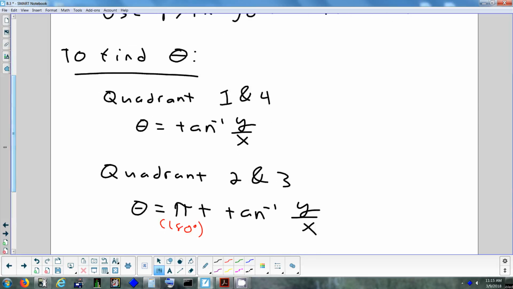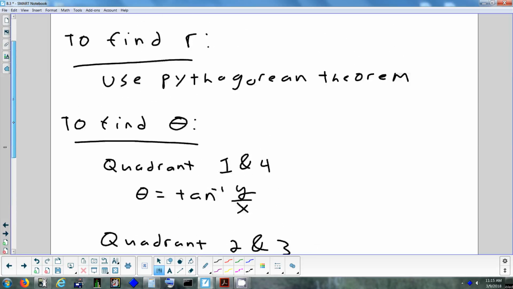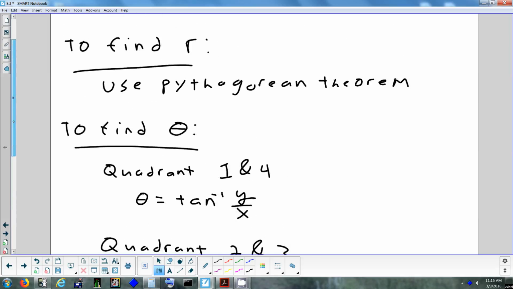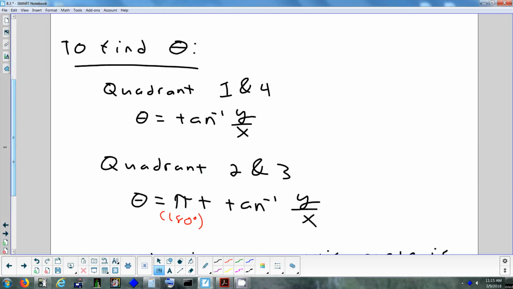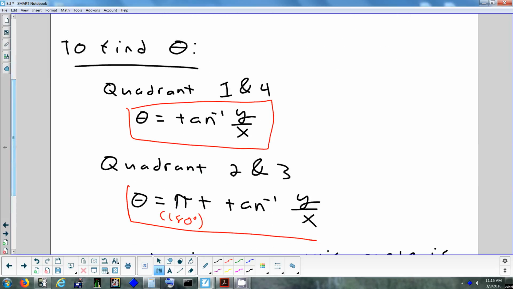What you add depends on whether you're working in degrees or radians. So to find theta in quadrants 2 and 3, it's 180 plus inverse tangent y over x. If you're working in radians, pi plus inverse tangent y over x. As far as Pythagorean Theorem, that works everywhere. There's no modification. To find r, you just use Pythagorean Theorem. Theta is the only one you've got to be a little careful with. Either use this formula or this formula.